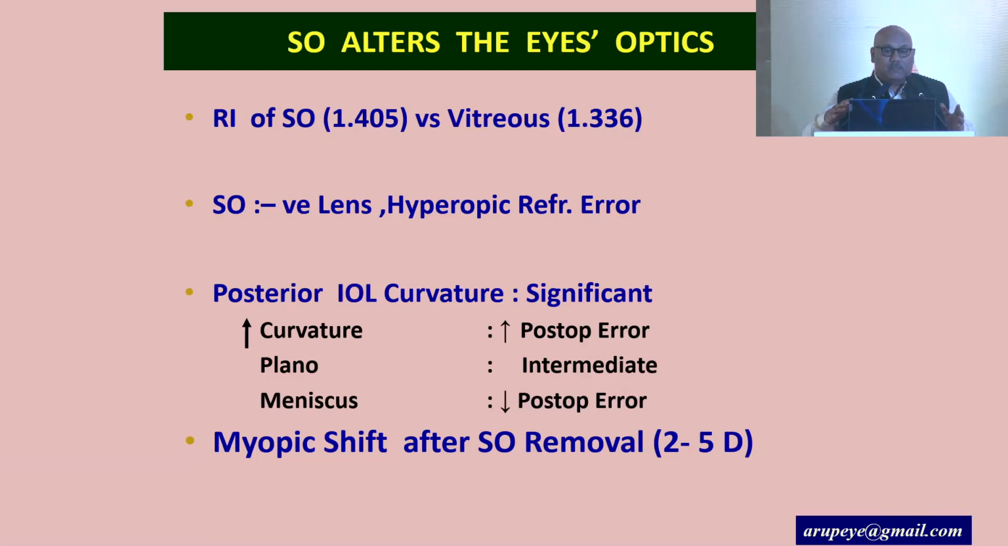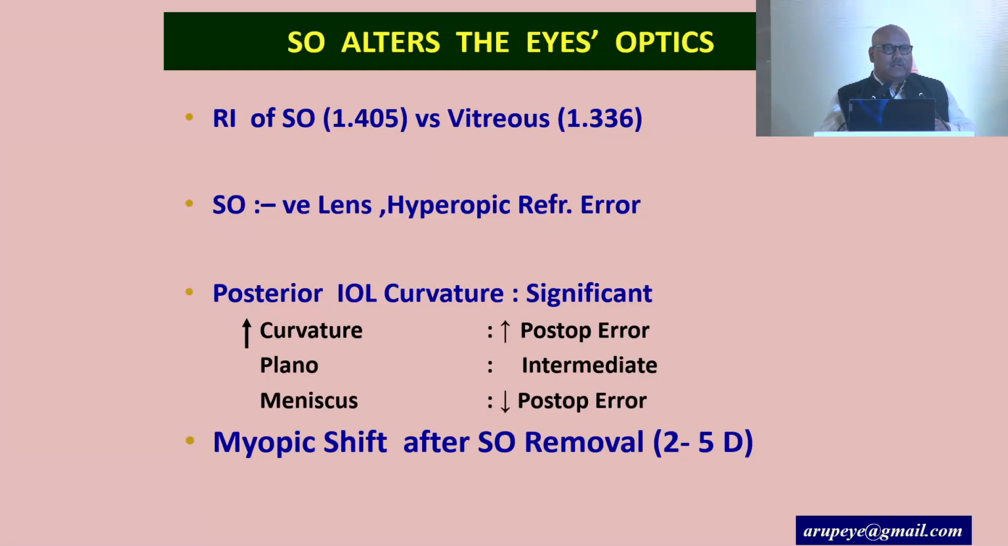Now how do you choose the intraocular lens power for this patient? Now, these patients have got silicone oil in the posterior segment, and silicone oil has a higher refractive index than vitreous. So this means it converts the eye into a hyperopic refractive error situation. So you need to adjust the intraocular lens power.